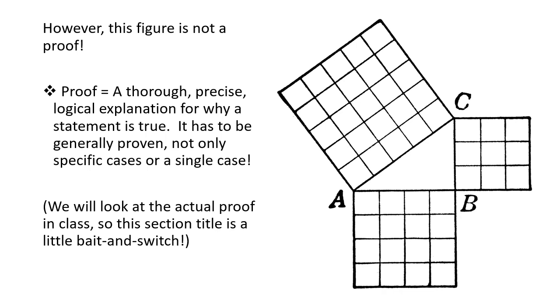Now, ironically, the section doesn't really do the proof. The title of the section is that we're going to use the movement and addition properties to do the proof, and yet the section never does the proof. The proof is actually an activity that we're going to do in class. So it's a little bit of bait and switch, a little bit.